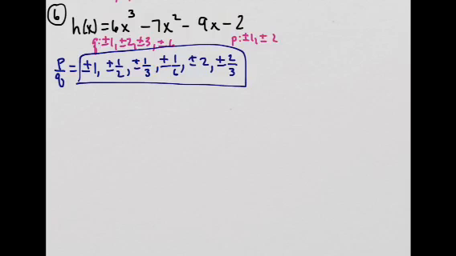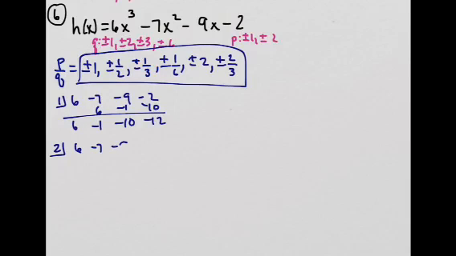Okay, so using this list right here, I'll start with the whole number, so I'll start with 1. So 6, negative 7, negative 9, negative 2. Bring down the 6. 6 times 1 is 6. Combine, you get negative 1. Negative 1 times 1 is negative 1. Negative 10, negative 12, so this is not going to work, right? So I'll skip over and go over to 2.